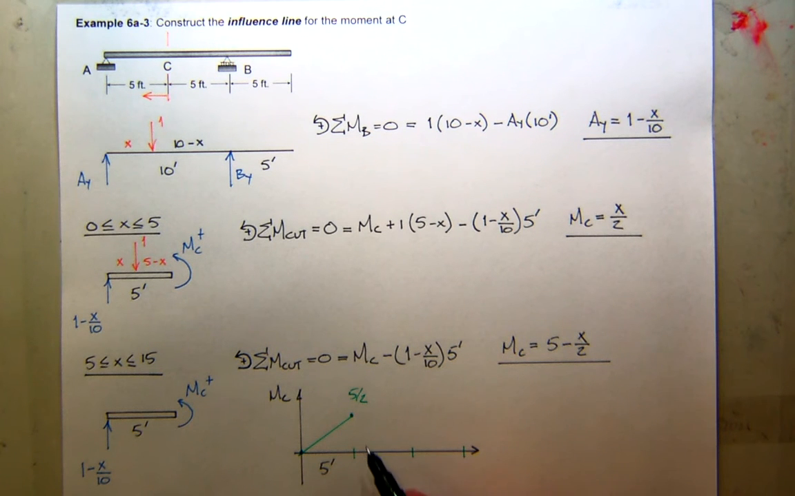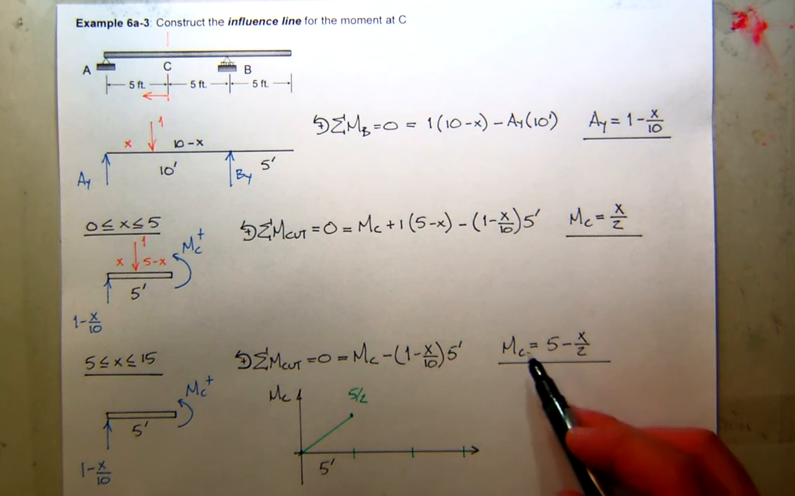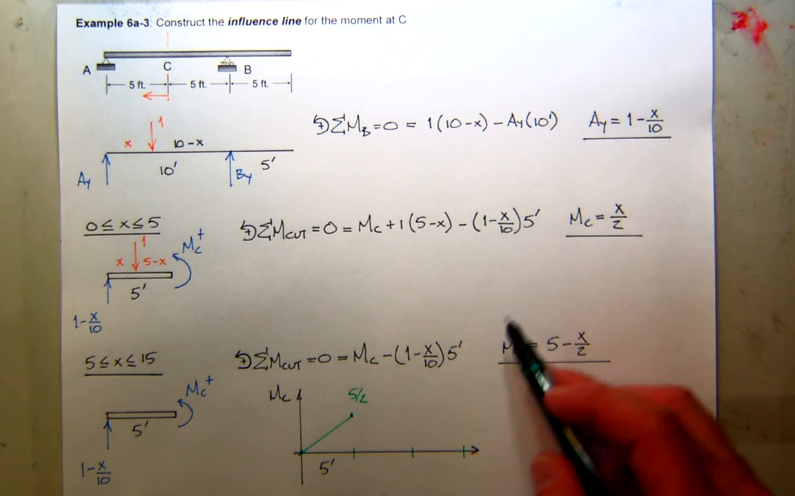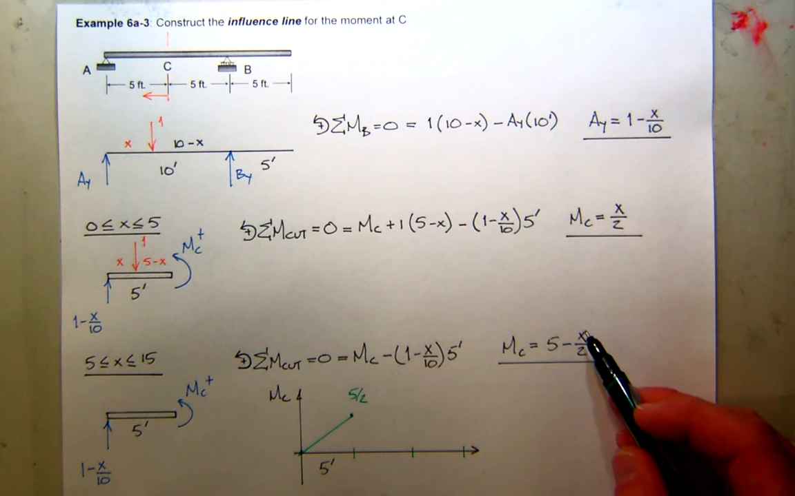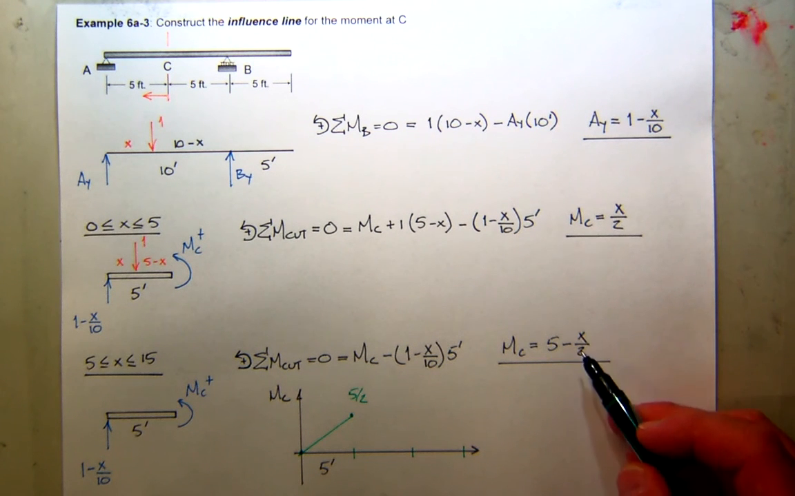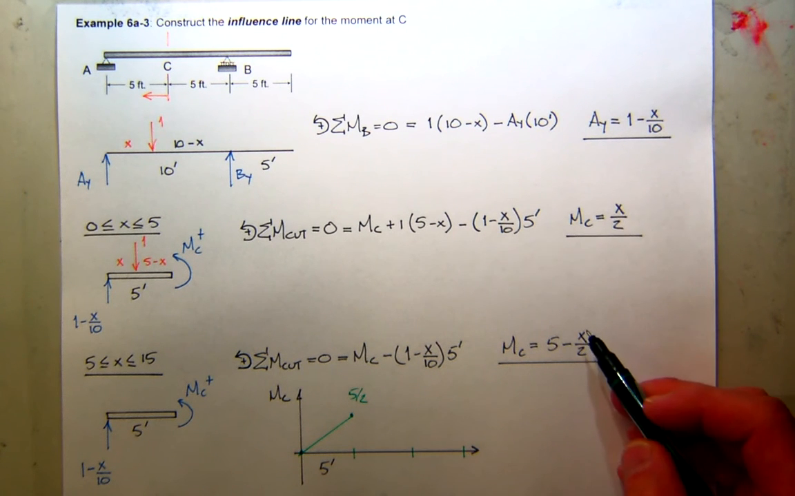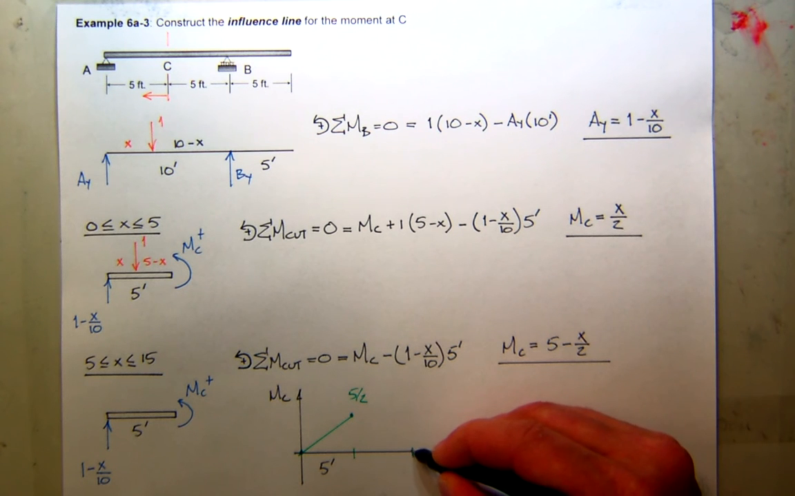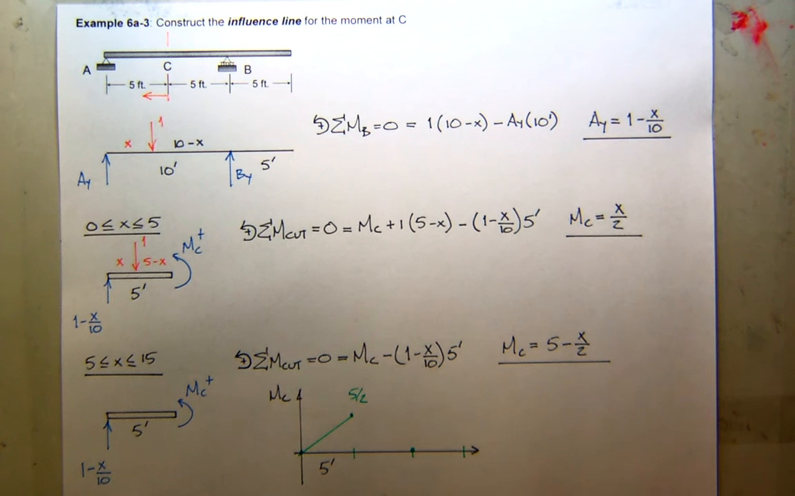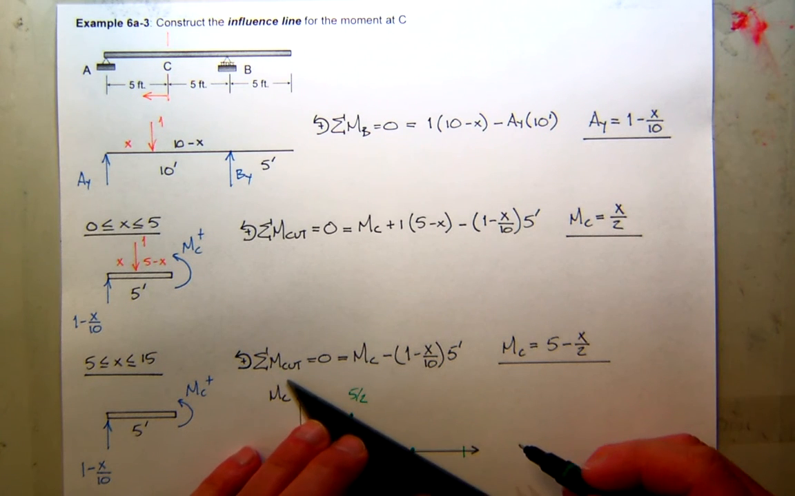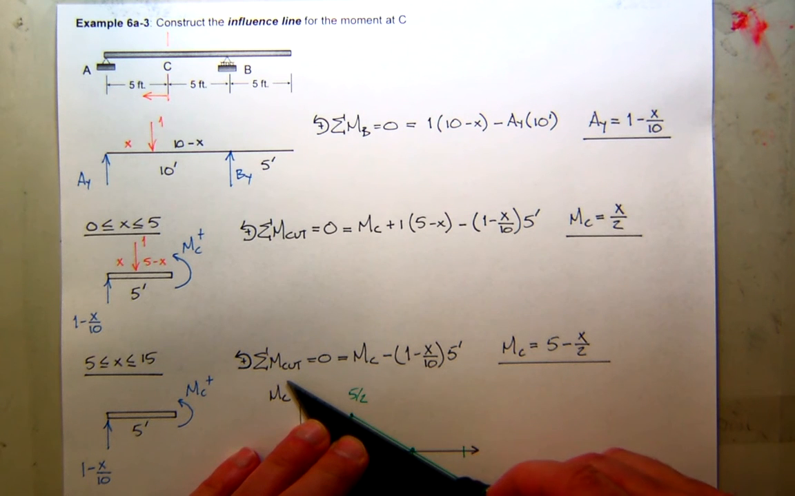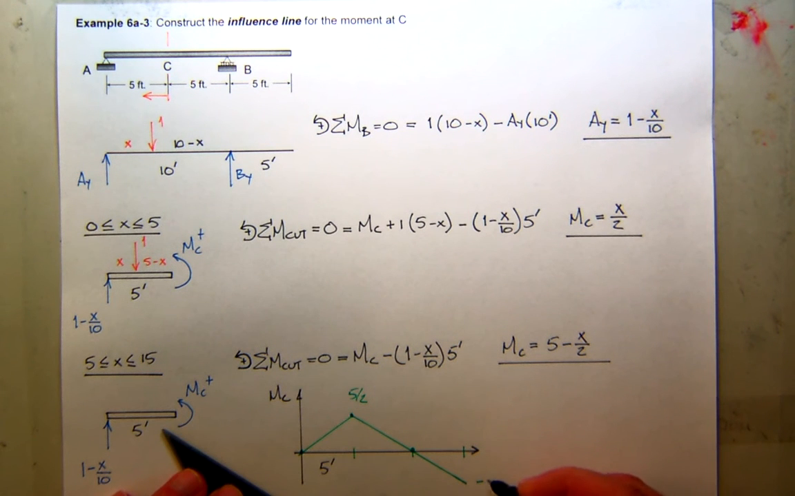And then from 5 to 15, I use this equation. When you plug in x equals 5, what do you get? You get 5 minus 5 over 2. You get 5 over 2. So that matches. And then you continue forward. If I put in x equals 10, I get 0. I put x equals 15, I get minus 5 over 2.